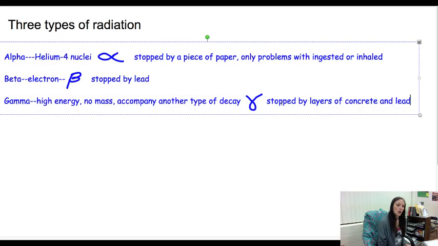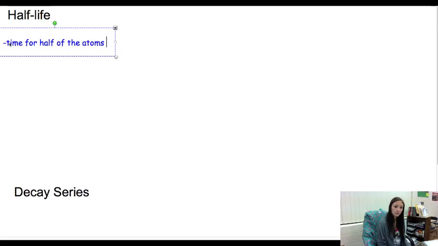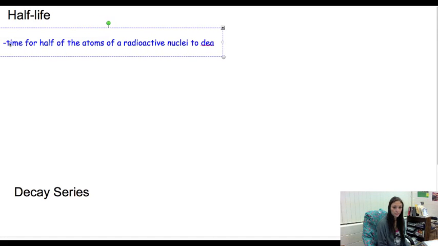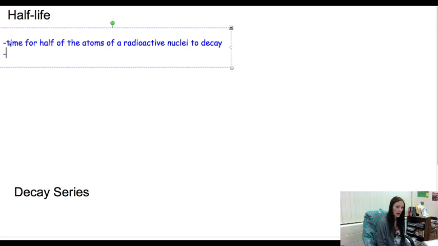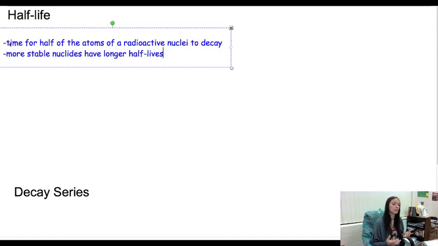When we talk about radiation and different types of radioactive decay, we have what we call a half-life. A half-life is the time it takes for half of the atoms of a radioactive nuclide to decay. More stable nuclides have longer half-lives. It takes them longer to decay into something else.